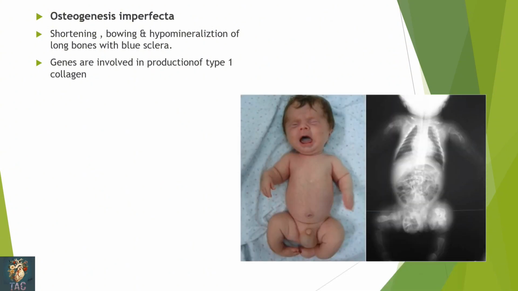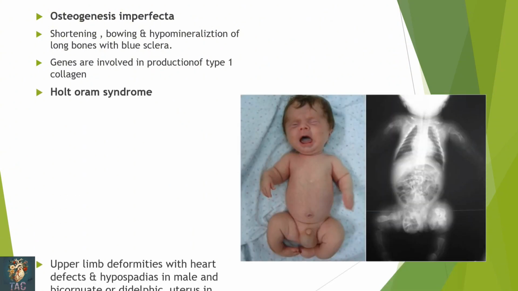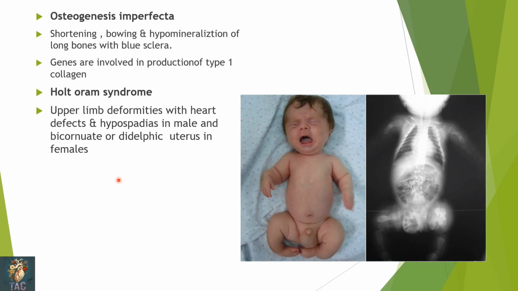Next is osteogenesis imperfecta and then Holt-Oram syndrome. In case of osteogenesis imperfecta, there is shortening, bowing and hypomineralization of the long bones with blue sclera. Genes involved are those for production of type 1 collagen. So these all are your MCQs. Please remember, in case of osteogenesis imperfecta, if an MCQ is present, there will also be a clue about the blue sclera along with bowing and hypomineralization. And third, type 1 collagen, which is important, will be affected.